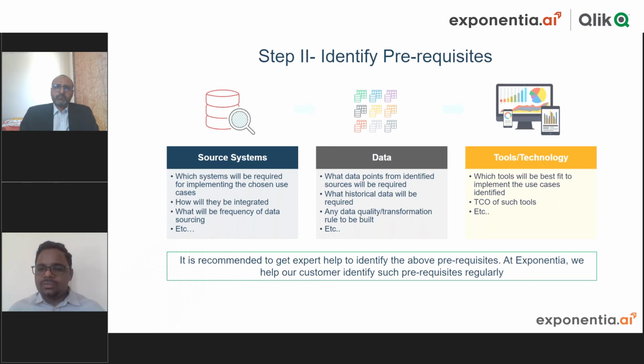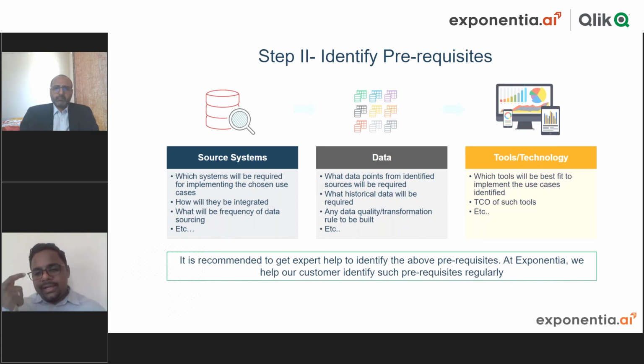Now at step 2, technology experts like Exponentia and Qlik can help you identify some of these things: what should be the source systems and data points, how you can go about implementing it, and what technologies and tools can be used. They can be identified and presented to you, with a roadmap, by experts like, as I said, Exponentia as well as Qlik. And once you decide on these things, then there is the third step where what you can do is, let us move to the next one, Bishoy.